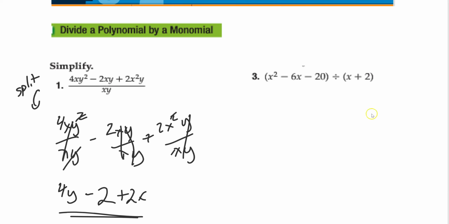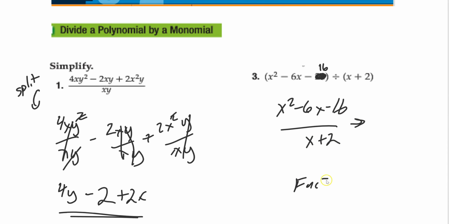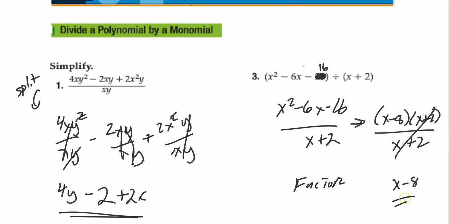Now where it gets a lot more interesting is we can divide by a binomial or a trinomial, anything higher than the monomial. And actually let's change this real quick to make it something that works. Let's make this 16. So the first way of doing this is to factor. Let's rewrite it first. It says x squared minus 6x minus 16 over x plus 2. One way to do this is just factor. So I can factor the top. That's x minus 8 times x plus 2 over x plus 2. Then the x plus 2's cancel and you just get x minus 8.